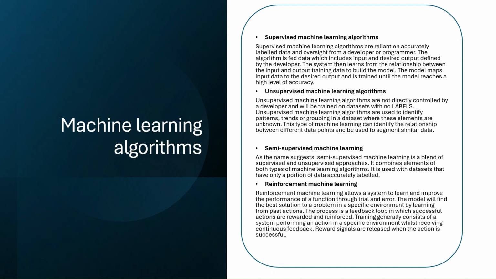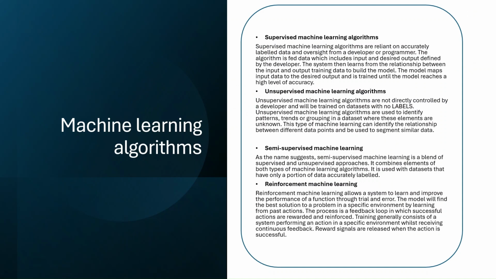creating algorithms that are reliant on accurately labeled data and oversight from a developer or programmer. The algorithm is fed data, which includes input and desired output defined by the developer. The system then learns from the relationship between the input and output training data to build the model. The model maps input data to desired output and is trained until the model reaches a significant level of accuracy.